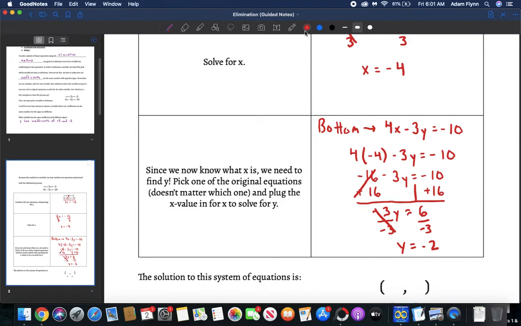So I've solved for x, I've solved for y, so the solution to this system of equations, or where these two lines would cross if they were graphed, is the point (-4, -2). -4, of course, being the x-coordinate, -2 being the y-coordinate.